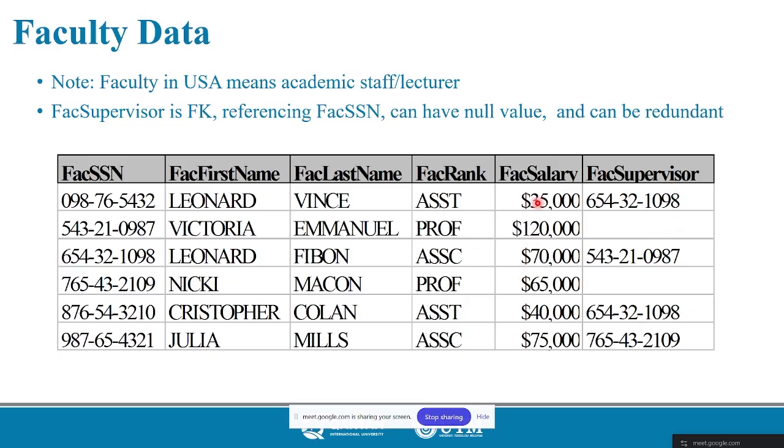Now, let's say that Victoria Emanuel has 0987. Let's see, 0987 supervises this one. How about 1098? Supervises how many? Well, 1098, 1098 means that we have these two, so it supervises these two persons. Now, how about Julia Mells? Does she have a supervisor? Well, yes, and the supervisor is Nikki Macon, because in the foreign key this has been said.